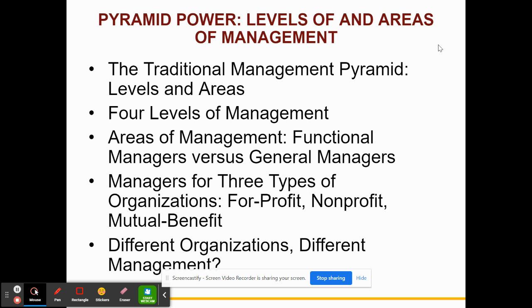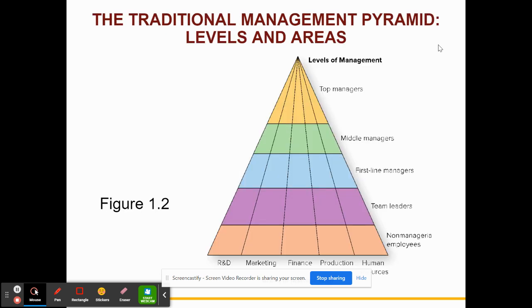Okay. Pyramid power, so the levels and areas of management. So traditional management pyramid, levels and areas. So we have the four levels of management. So areas of management, functions, functional managers versus general managers. Managers for three types of organizations: for profit, nonprofit, and mutual benefit. And then different organizations and different management. So this is just the levels and areas of management that we have. And here it is as an example of the traditional management period.